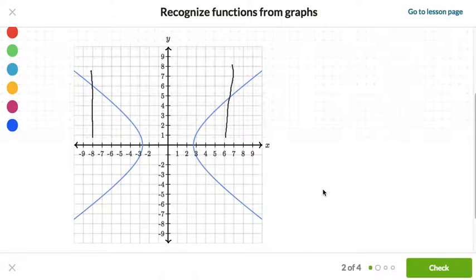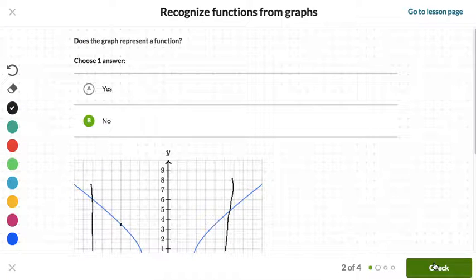Because what is essentially happening is you're taking your input value, say your input value is -5, and your output value would be around about 3.5, but it would also, your output value, be around about -3.5. And as we know, we cannot have more than one output value for a single input value. So there's your reasoning as to why the vertical line test works.